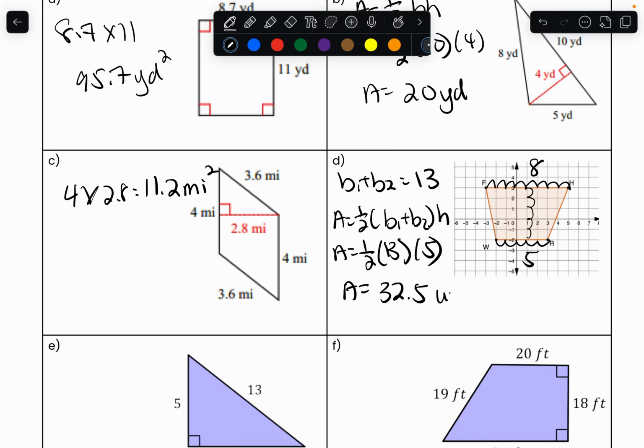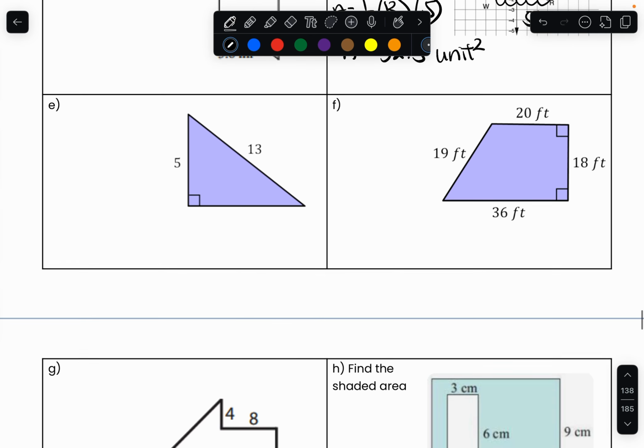Next one, let's go to question E. Now this one we're doing base times height. But what you realize is that right here, you're missing one of the sides. If you take this as a base, you don't have your height.